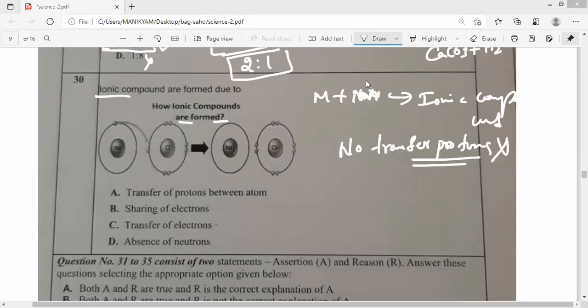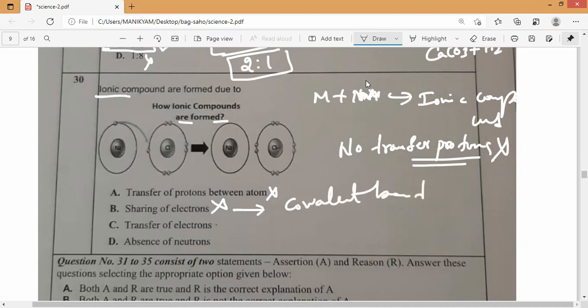Sharing of electrons, what will come, guys? Sharing of electrons, we used to get covalent bonds. Covalent bond. Understanding? I am not concentrating on only this MCQ. We need a complete concept when we are studying MCQs.